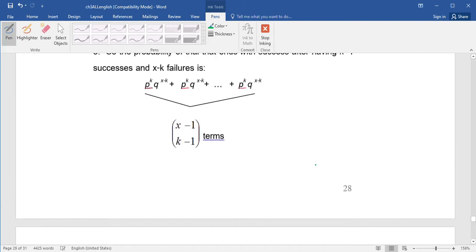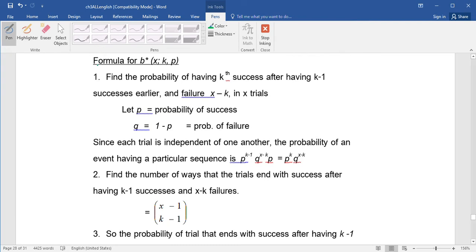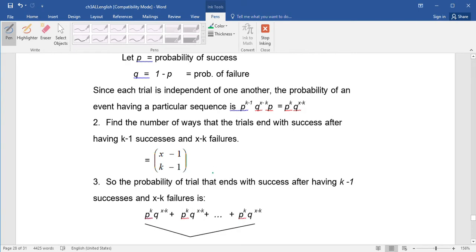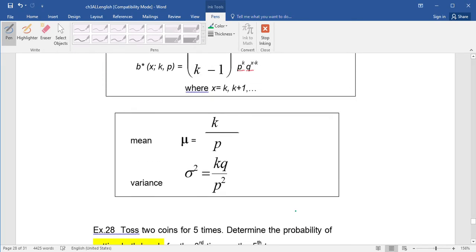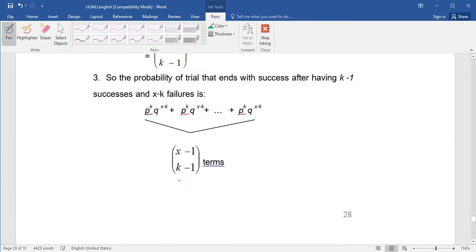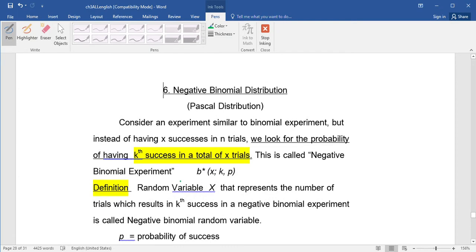The formula is derived from counting principles. We make use of some combinations, and we use the union of some events, and you get this formula. The mean of the negative binomial distribution is k over p. This is derived from the definition of mean. And the variance is kq over p squared. You might not understand what exactly it is, again, we look for the probability of having k successes in a total of x trials.